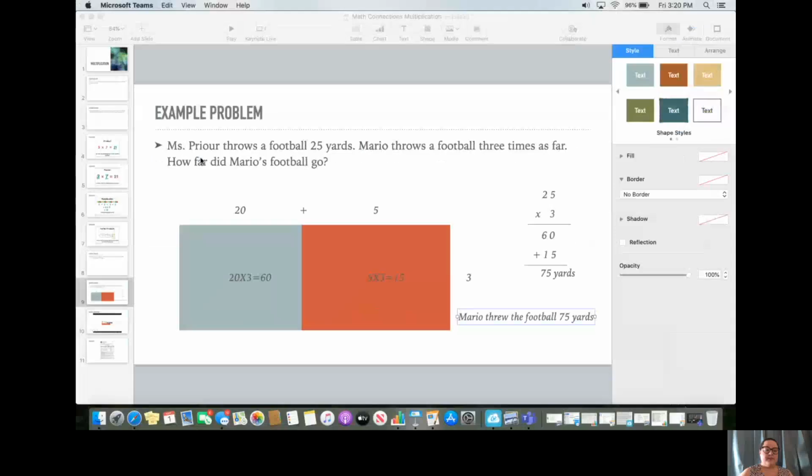Let's look at the original problem. Miss Preer throws a football 25 yards. That means our answer is correct. Make sure you always check your answer.